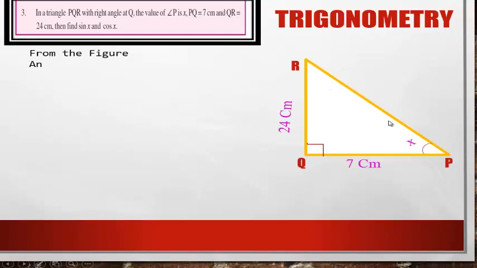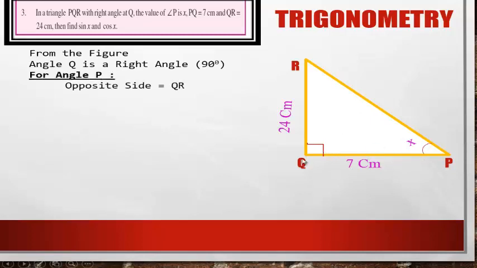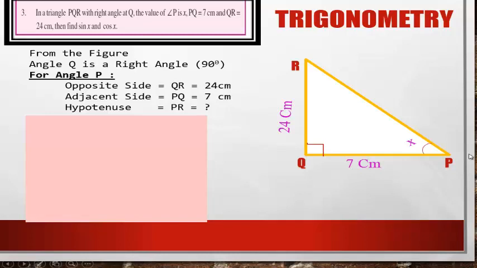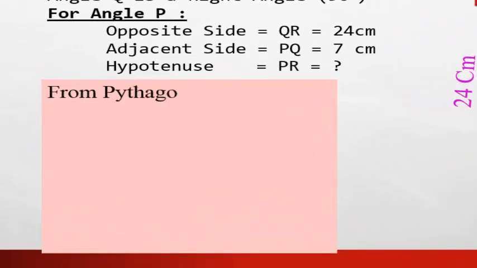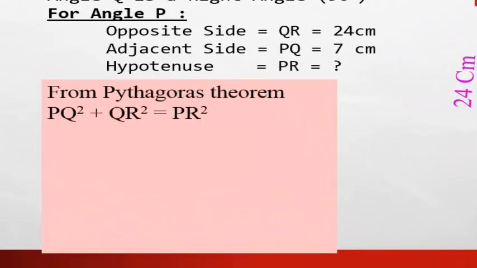From the figure, angle Q is the right angle. For angle P, the opposite side is QR, that is 24 centimeters, and the adjacent side PQ is 7 centimeters. And the hypotenuse PR is not given. From the Pythagoras theorem, PQ square plus QR square equals PR square. PQ is given as 7 centimeters and QR is given as 24 centimeters, that is 7 square plus 24 square equals PR square.